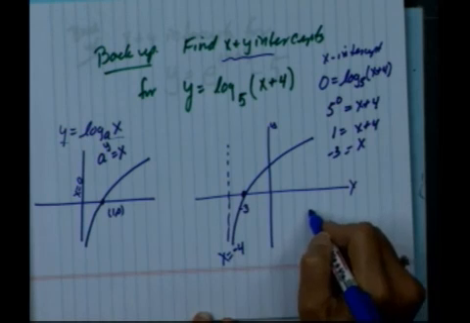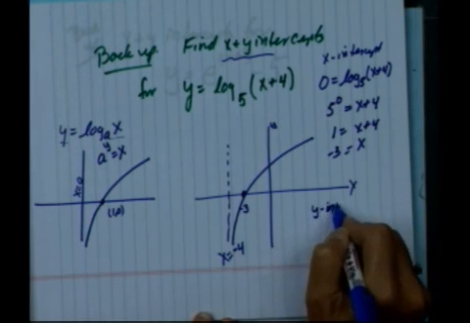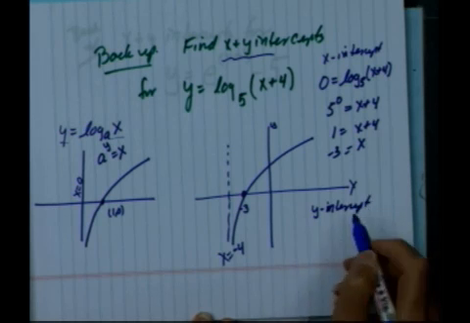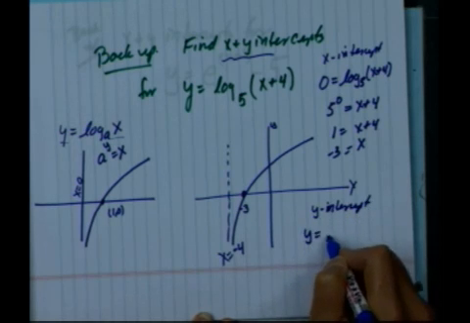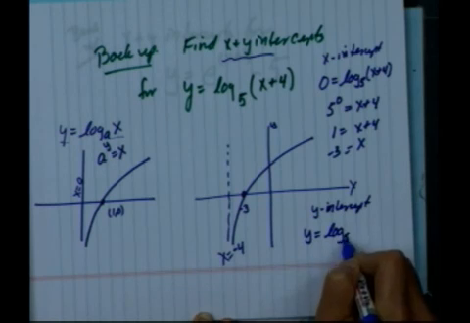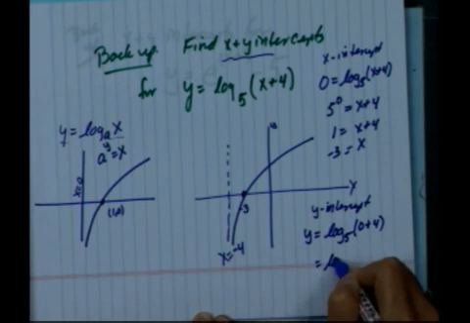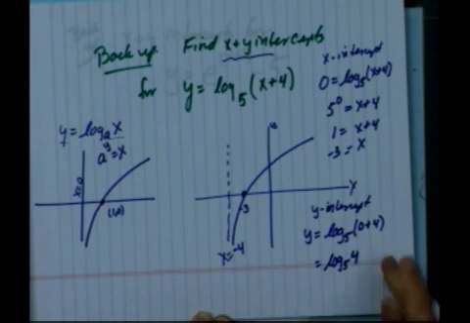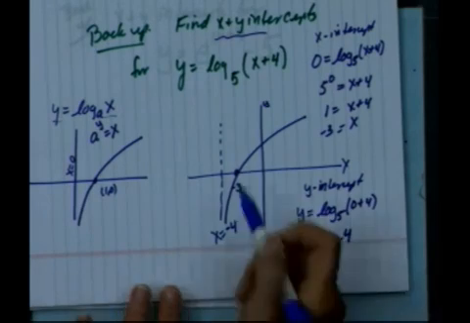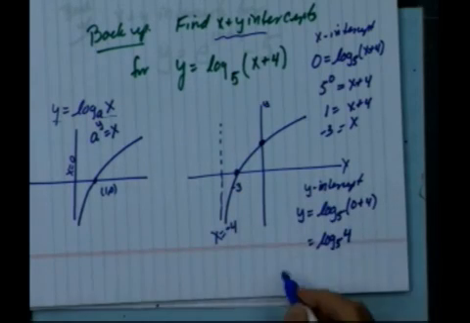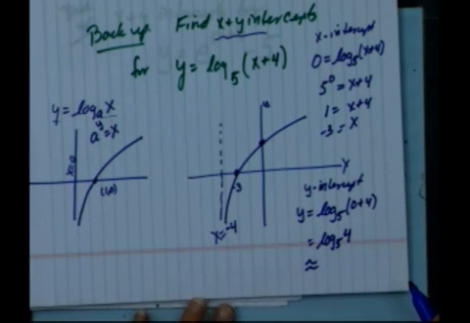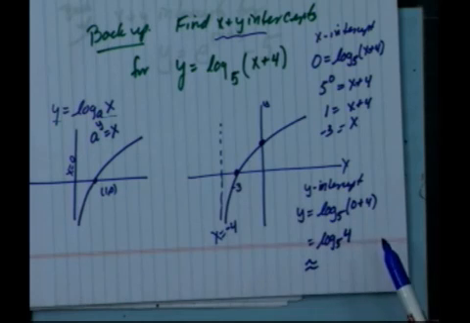All right, suppose we want to find the y-intercept at x equals 0. So y is equal to log to the base 5 of 0 plus 4. This is log to the base 5 of 4. That's an exact value right here for the y-intercept. But suppose I wanted an approximation. How would I find the approximate number that is? Because that's kind of meaningless to some people, log to the base 5 of 4.